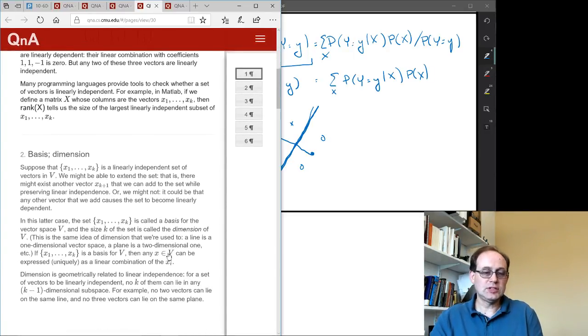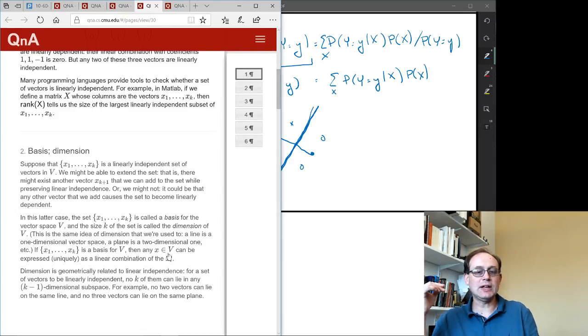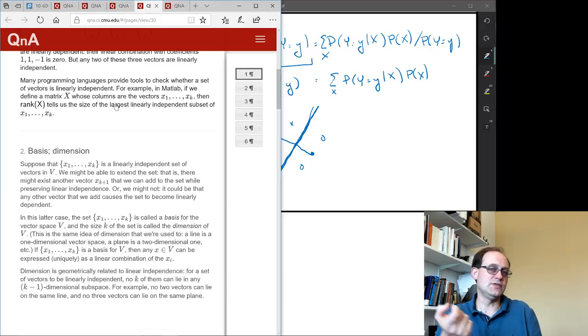And there are typically tools in a lot of different programming languages to check, at least numerically, whether a set of vectors is linearly independent. For example, MATLAB provides the rank function, and there's a corresponding function. I forget which library it's in, but it's probably called rank in SciPy. And what rank does is it tells us the size of the largest linearly independent subset of our vectors. And so if that largest subset is the whole set, they're linearly independent. And if it's anything smaller, they're linearly dependent.